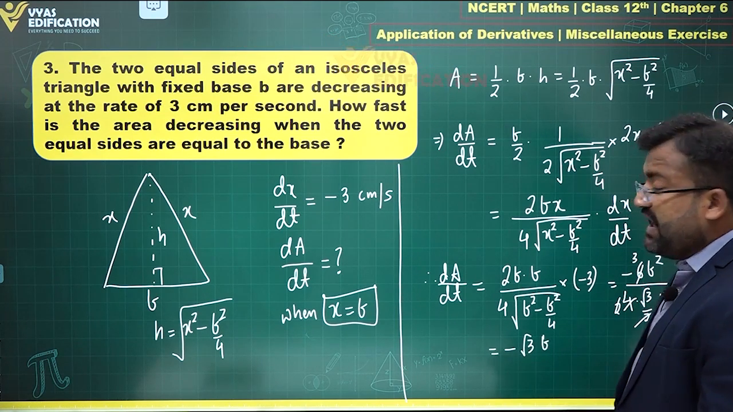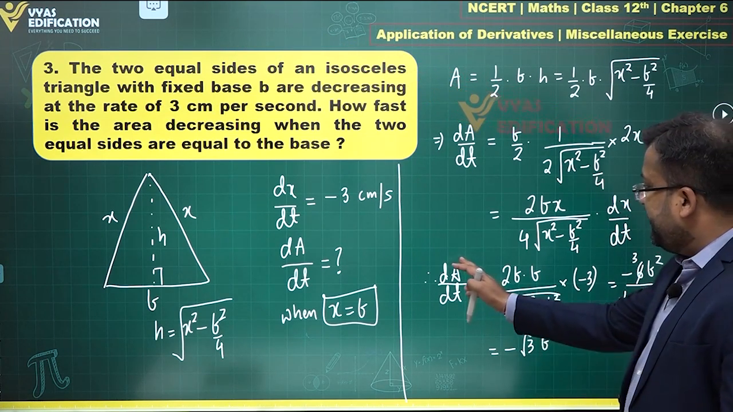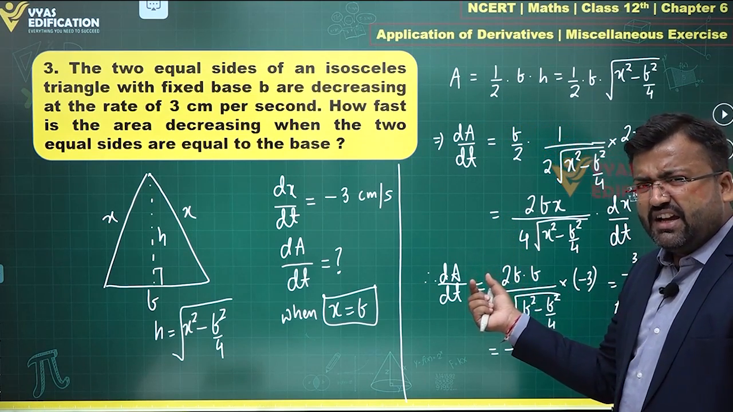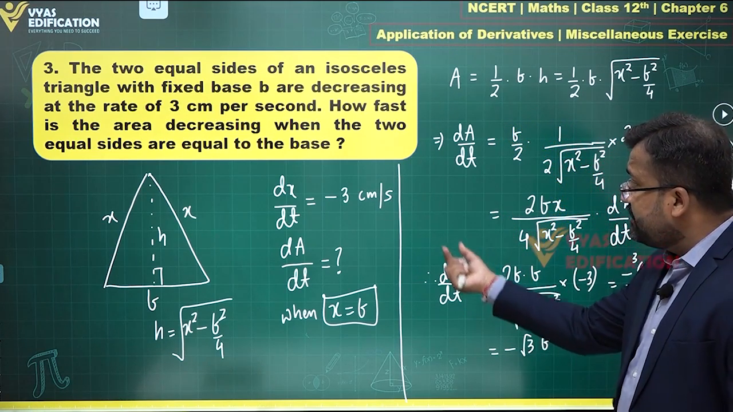Oh, we are getting b in the formula. Yes. What about dA? dA is measured in terms of area. Area is measured in centimeter square.